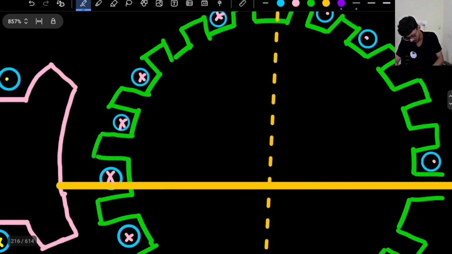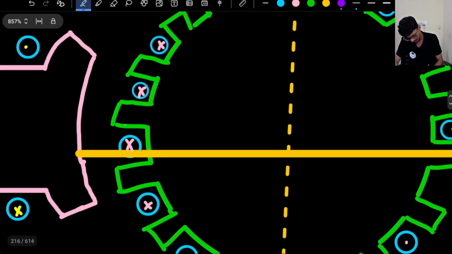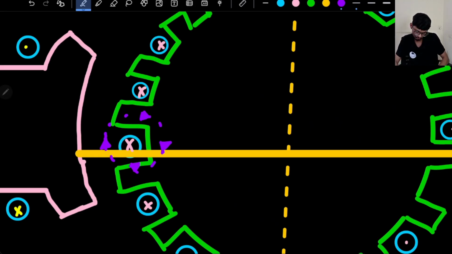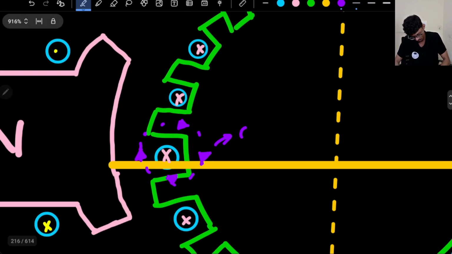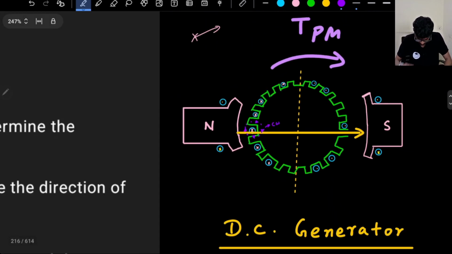So I will just draw one of them. Let me draw one of them. It will be in the clockwise direction. Okay, clockwise direction. So yeah, that is the thing basically that we have to understand here.